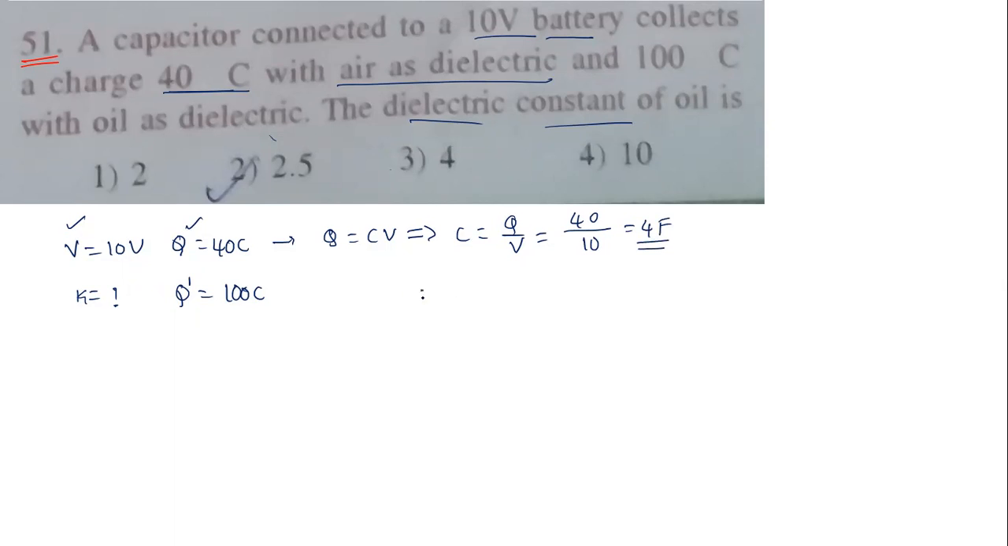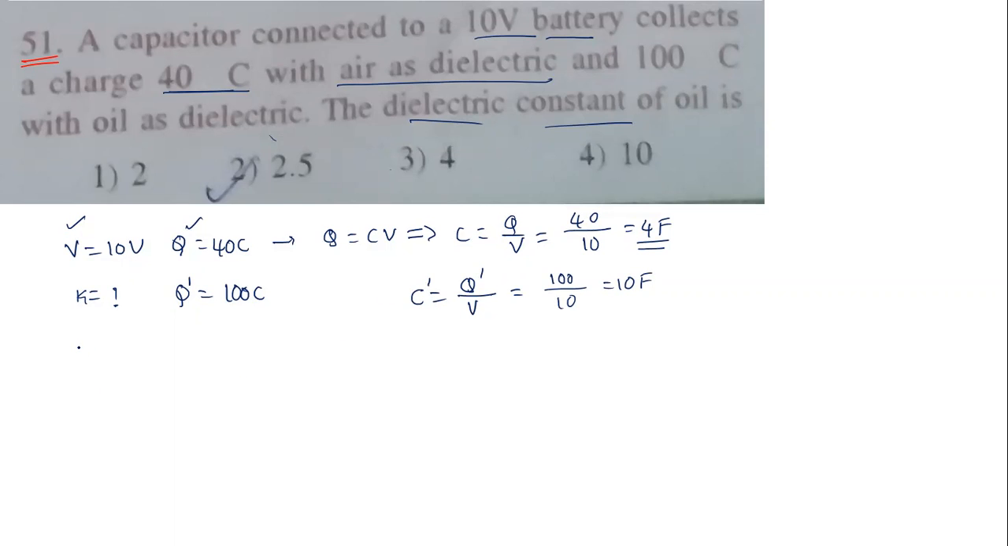Now the new capacitance equals the new charge over the potential, and the potential remains the same here, because we are introducing the dielectric and not removing the battery. Nowhere in the question are we told the battery is removed. So the potential remains constant across the capacitor. The new capacitance is 100 coulomb divided by 10, which is 10 farad.